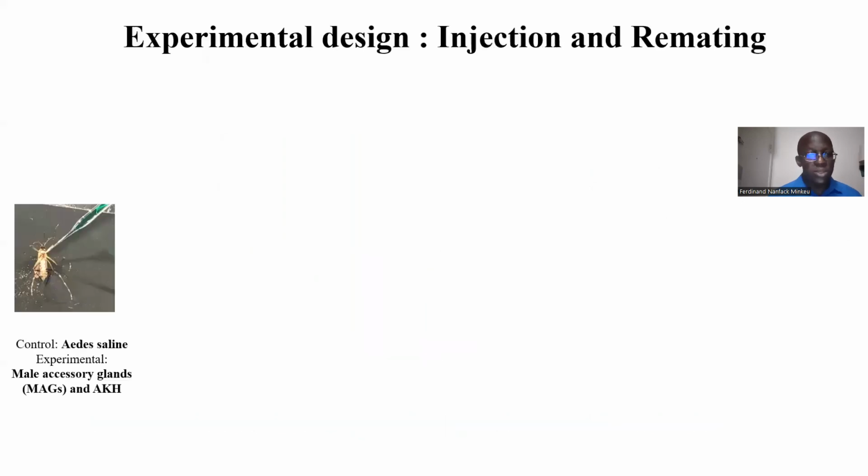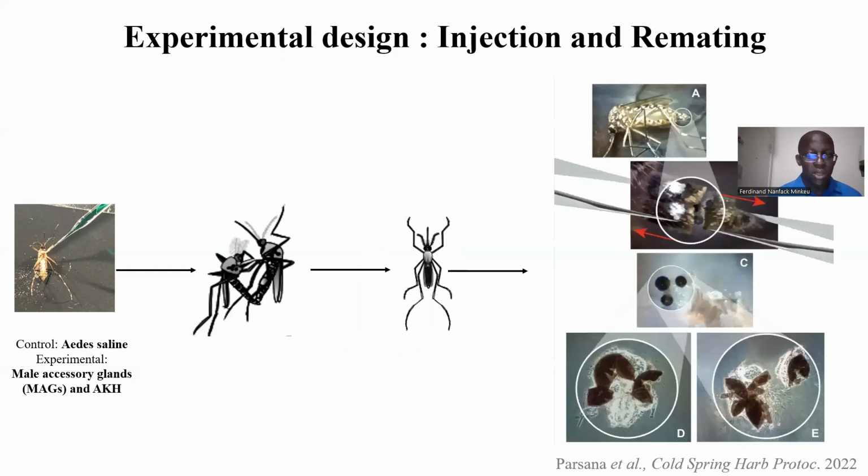So to confirm this result, we did an injection, just to better understand what happened. This time we use the male accessory gland. The male accessory gland is the tissue where seminal fluid is stored in mosquitoes. So we inject the seminal fluid and the normal AKH. So after that, remating, dissection. This time we don't use the fluorescent males because we use the injected male accessory gland. So it was easier to tell the difference between the first and the second mating.